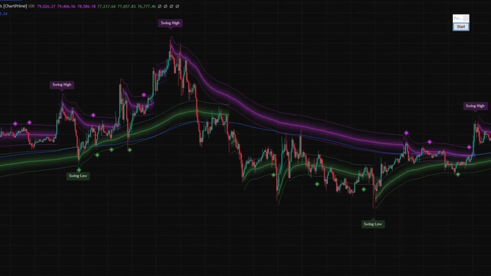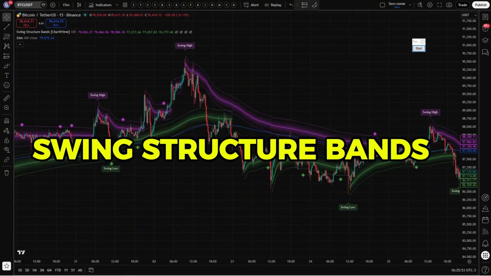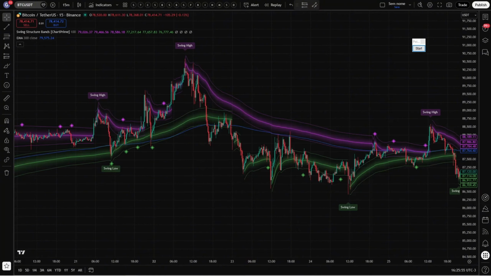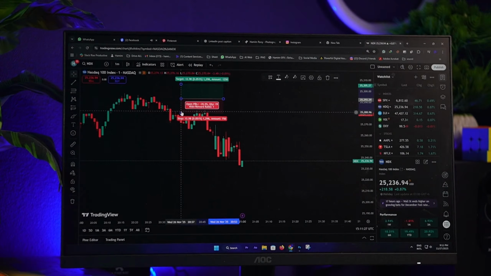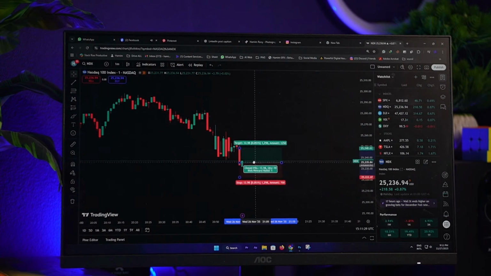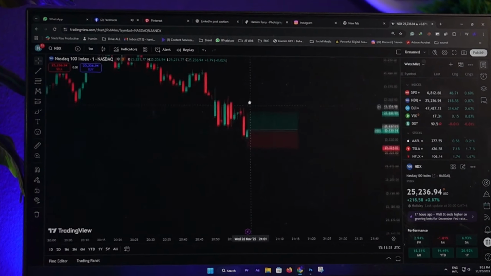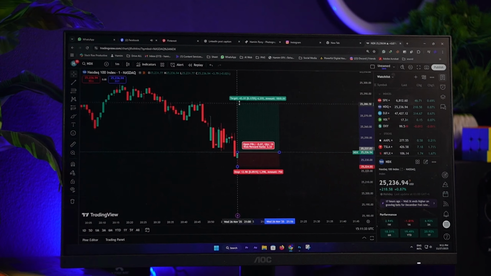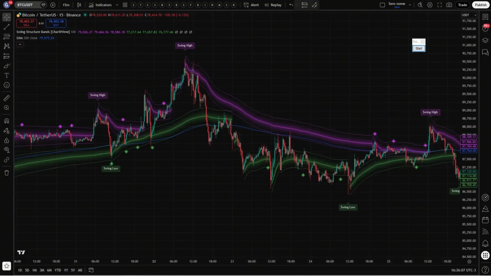Today, I will be demonstrating the swing structure bands from Chart Prime, a powerful tool that generates adaptive support and resistance zones. These zones are meticulously based on the actual market structure as it unfolds rather than arbitrary levels. If you want to stop guessing tops and bottoms, start reading institutional movement, pay close attention until the end of this video.